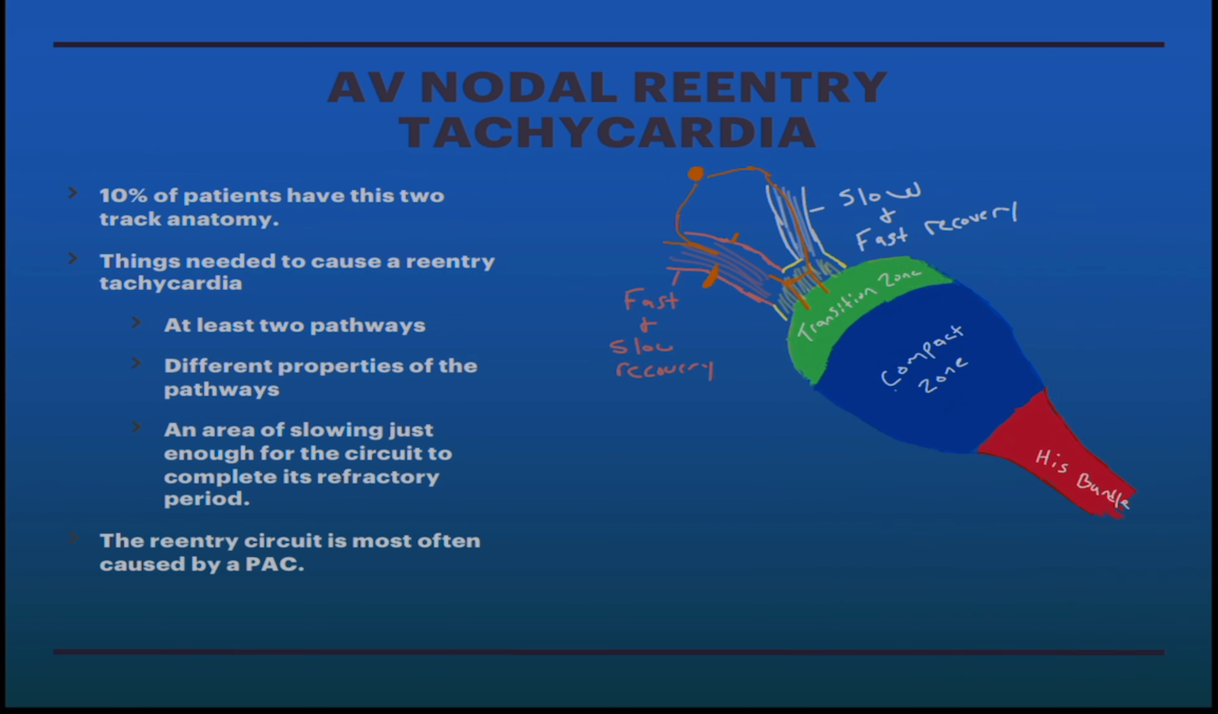And by the time all that happens, the impulse finds that this fast track has had enough time to repolarize, and the reentry pathway is now born. And this is going to lead to a really fast heart rate that can cause decreased ventricular filling, decreased cardiac output, and is going to lead to compromise in our patients.